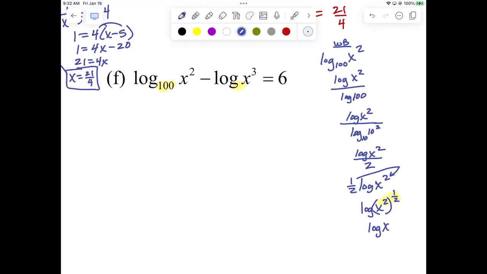Do you see why I did that off to the side? If I were to do that in the flow of the problem, for every single line I would have to keep writing minus log of x cubed equals 6, minus log of x cubed equals 6, and so on. I'm going to lose track of what I'm doing. But because I did it off to the side, I got the log base 10 of x, and I could just bring that in on the very next line.